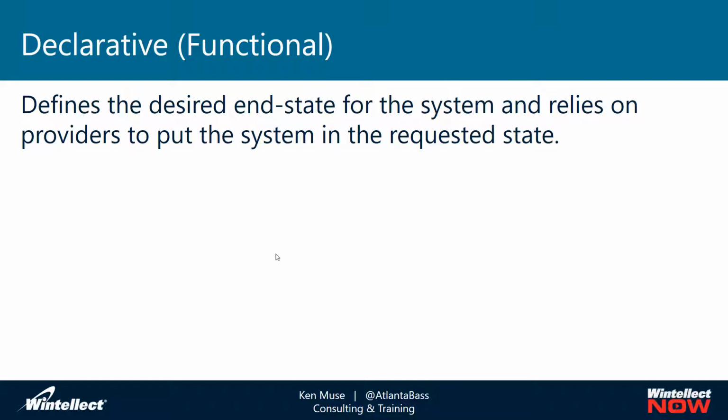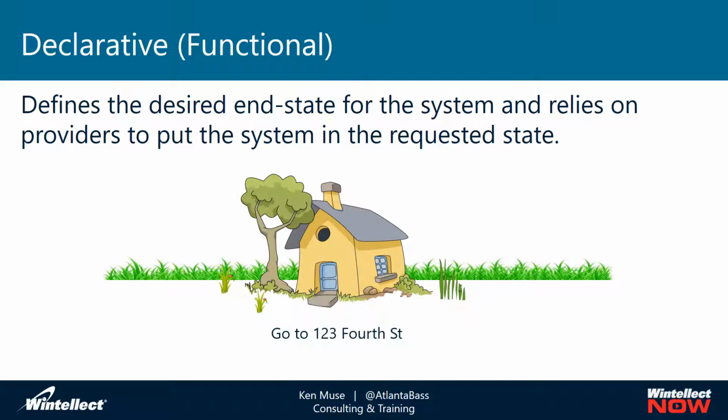So going back to our example, instead of walking you through the individual steps required to get you from your home to mine, I would simply say that you need to go to 123 4th Street. You need to be at my house. And the providers would be responsible for doing whatever it takes to get you from your home to mine.